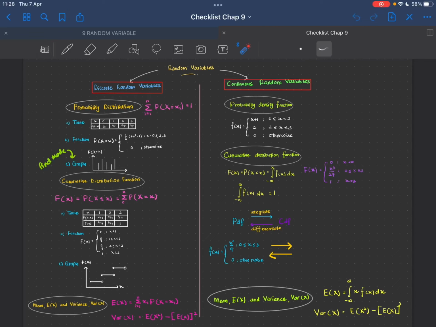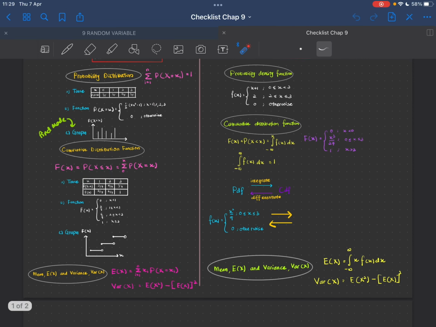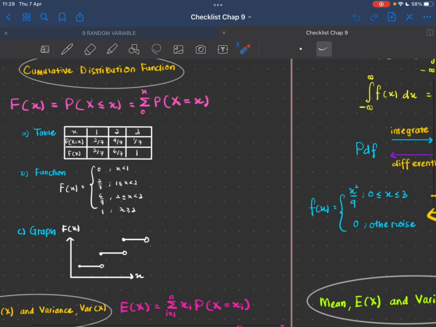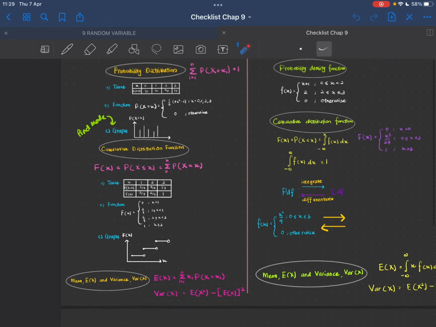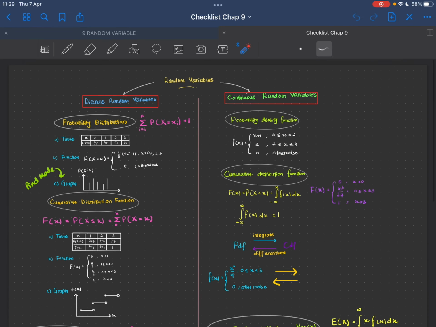Okay, so last part for discrete random variable. So we have already seen probability distribution, X equals 1, X equals 2, X equals 3, and the cumulative distribution function, where you have to find the probability that X is less than or equal to something. Next, we are going to see how to find the mean, which is denoted as E(X), and the variance of a probability for discrete random variables.